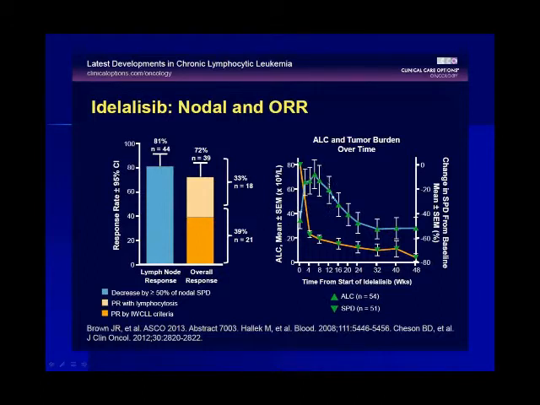So the blue line is the lymphocyte count going up, and the orange line is the lymph nodes improving. So lymph glands shrink, get better, but the white count initially goes up and then comes back down again.